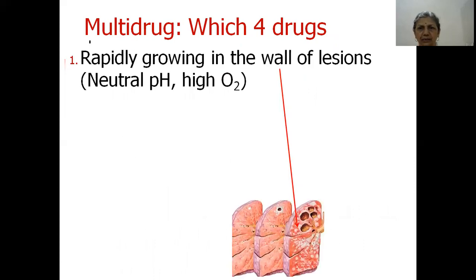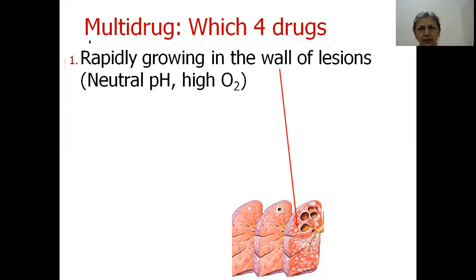So the choice of drugs depends on study of the subpopulations of tubercle bacilli in our body, their requirements, the environment in which they flourish. So the subpopulations of tubercle bacilli in an infective region could be classified as the rapidly growing bacilli in the walls of the lesions where the pH is neutral and oxygen supply is high. These 2 parameters become important because they also decide the choice of drugs.